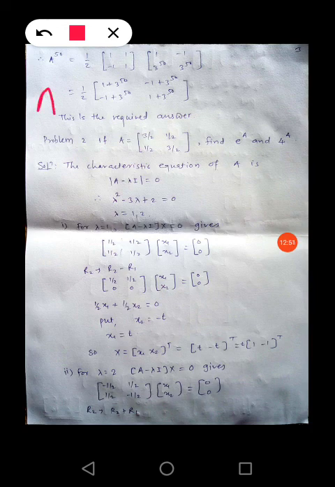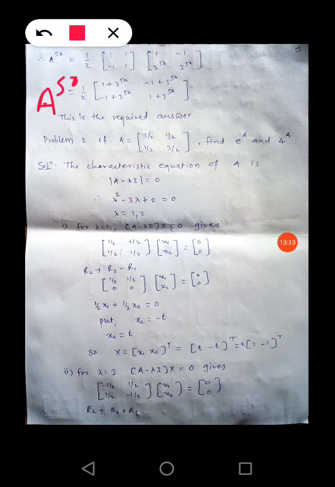Here we have written A to the power 50. A to the power 50 is equal to 1 upon 2 into the matrix with entries 1 plus 3 raised to 50, minus 1 plus 3 power 50, minus 1 plus 3 power 50, 1 plus 3 power 50. So this is the required answer.